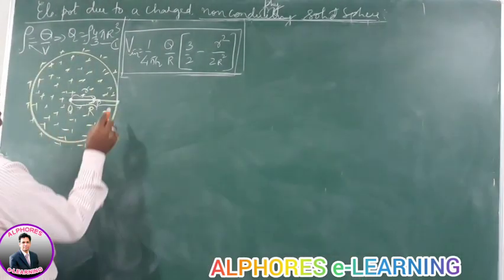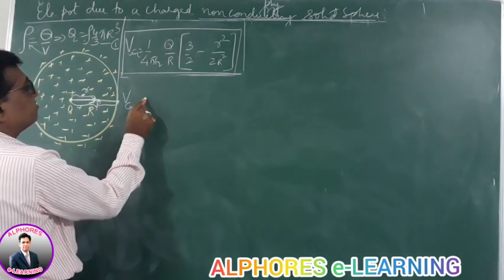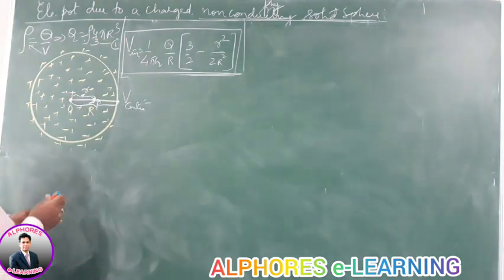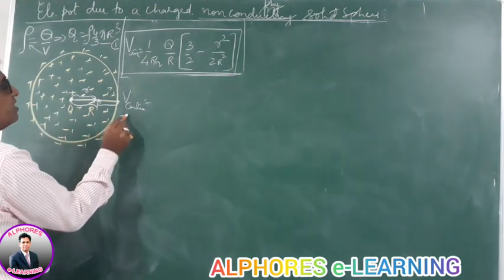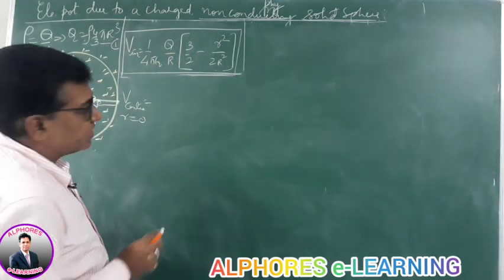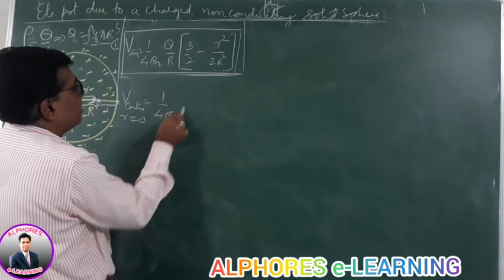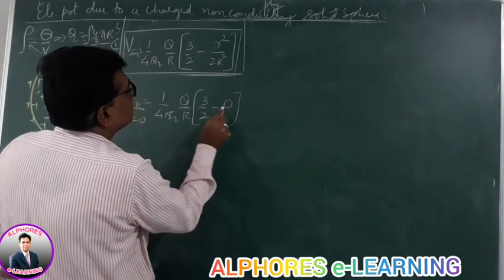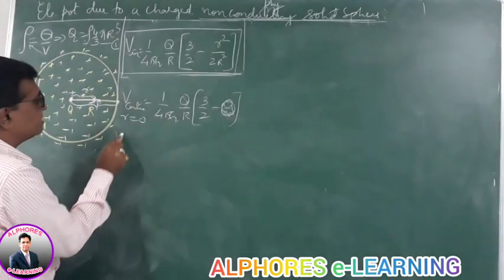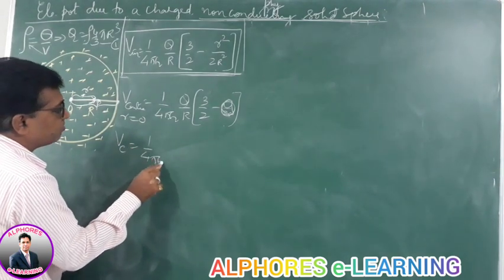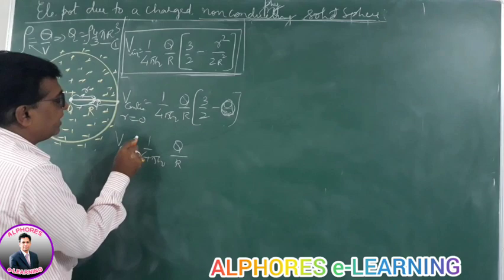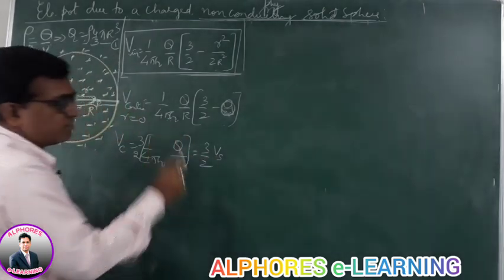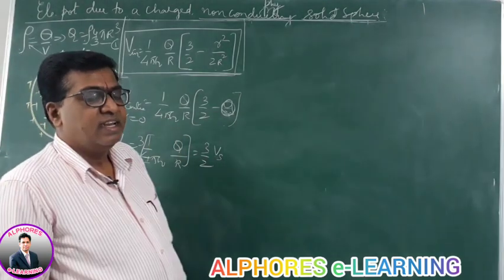Well, suppose you are asked to find the electric potential at the center of the sphere. Please don't get confused that at the center it is 0, it's not 0. At the center of the sphere, r is 0. So in this formula put small r as 0. So it's 1 by 4 pi epsilon naught capital Q by R into 3 by 2 minus 0 by 2 R square, this is 0. So potential at the center is 1 by 4 pi epsilon naught Q by R into 3 by 2. That is 3 by 2 times the potential at the surface. So that way you find the electric potential at the center of the sphere.